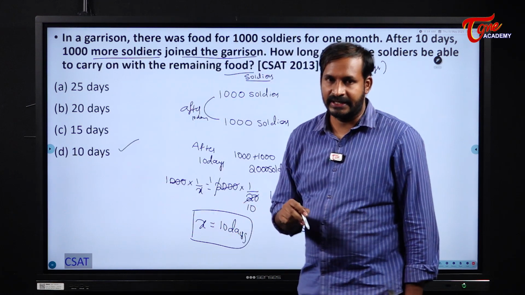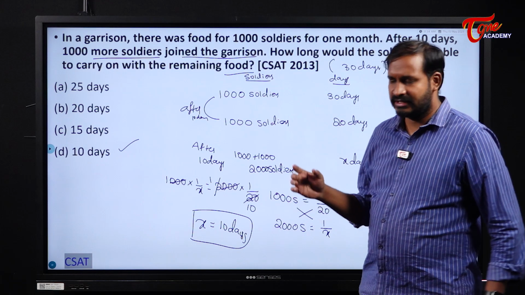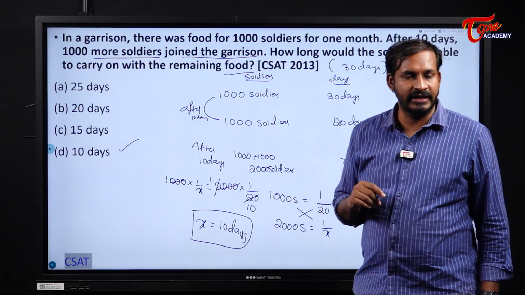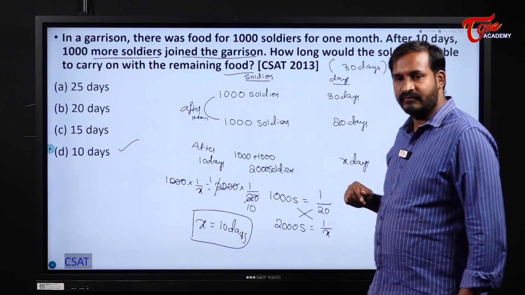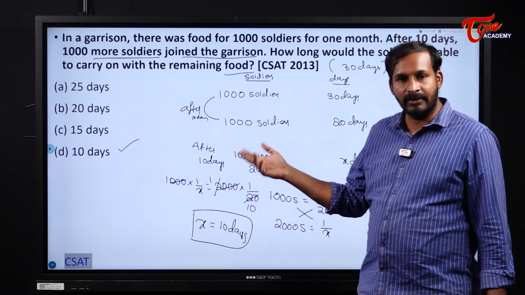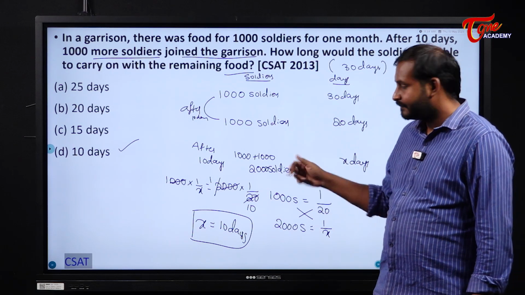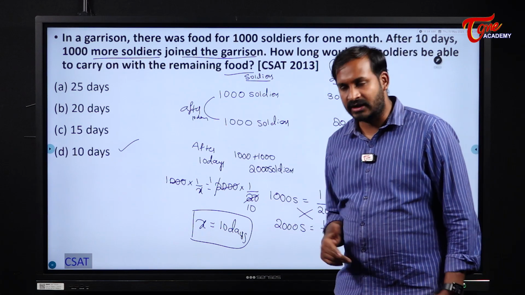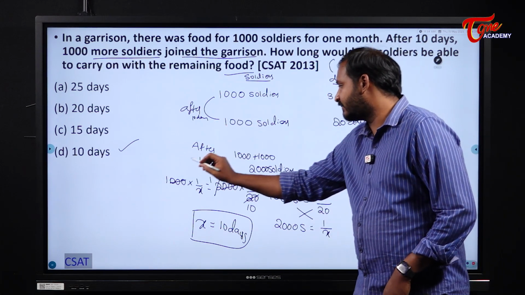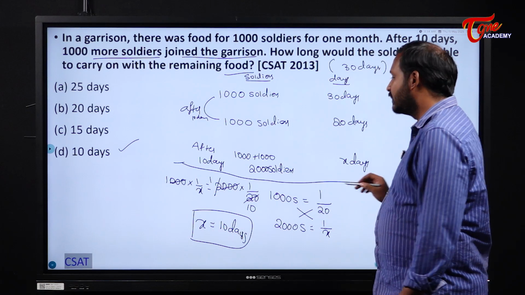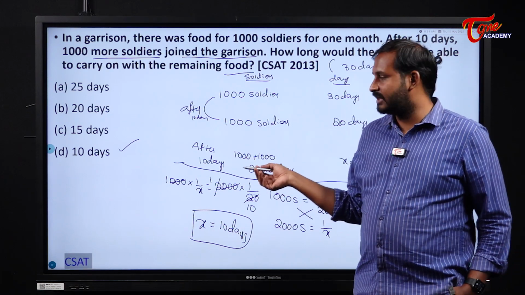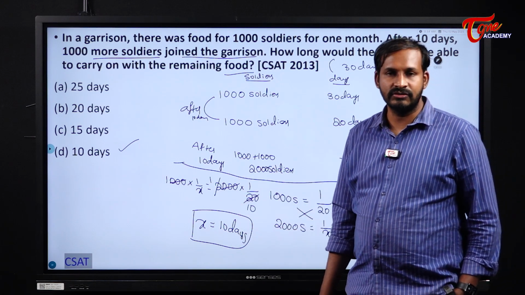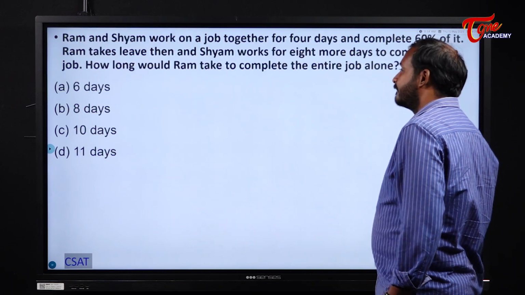10 days. See here, students, you can also say it by logical assumption. For 1000 soldiers the food will last for 20 days. For 2000 soldiers, double means this will become half, 10 days. Like that also you can do. You can say that your answer is 10 days, but you should write this step at any cost. If it is not a multiple or exactly double, definitely you should follow the same procedure. Understood? We will see the next one.